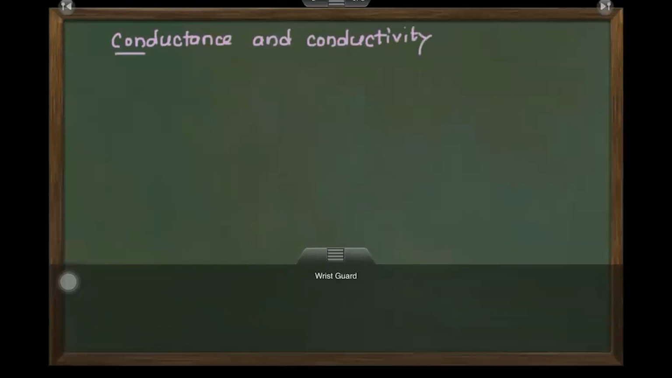So when we are having the term conductance, this is presented by G, and G is equal to 1 upon R. Means inverse of the resistance is called conductance, and conductivity is presented by sigma. 1 upon rho is equal to sigma.